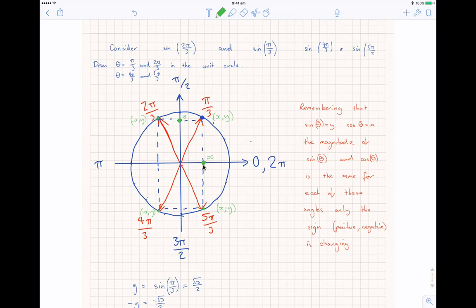So what you should notice though, again remembering that sine of theta is y and cos of theta is x, is that the magnitude of each of these x values is the same. So the same distance along the x-axis in each direction. So the only thing that's changing is the sign. Here sine is positive, here sine is negative, here sine is positive, here sine is negative. Similarly for cos, the magnitude is the same in each case, but the sign's changing depending on CAST.